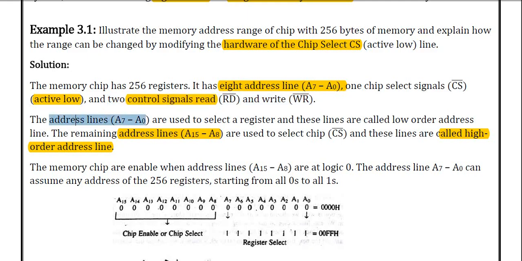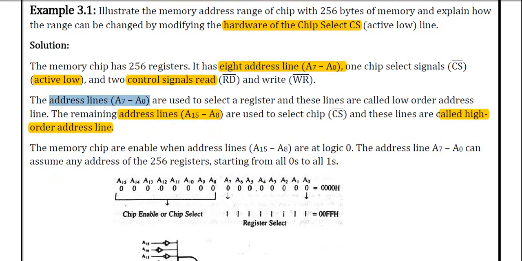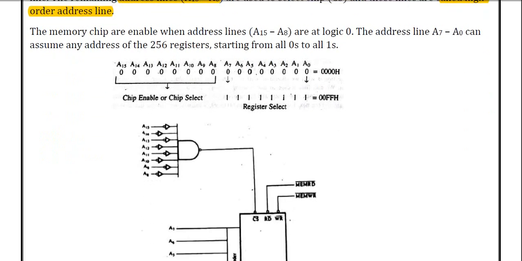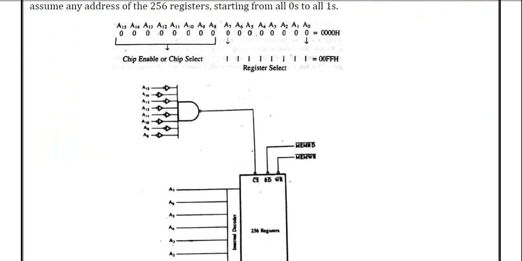Here the address lines are from A7 to A0 and the remaining address lines are from A15 to A8. Here we use one chip selection, and those lines are called high order address lines. By this diagram we can see that we have address lines from A0 to A15.